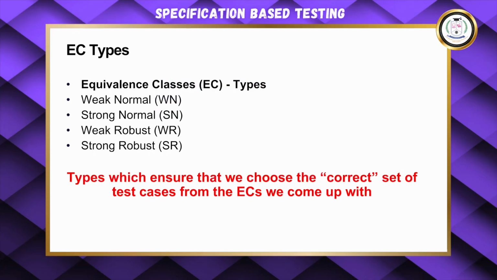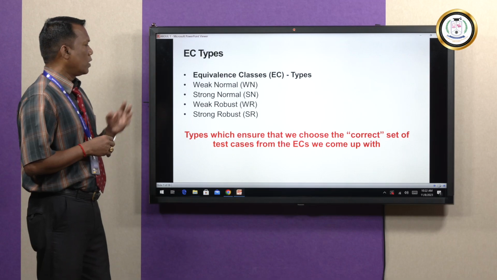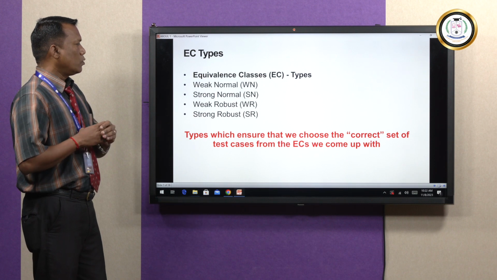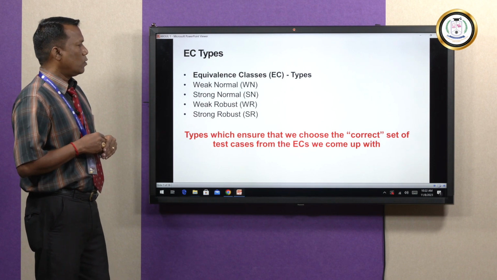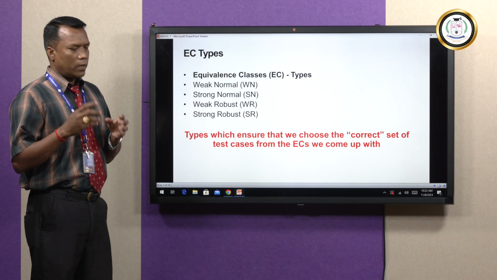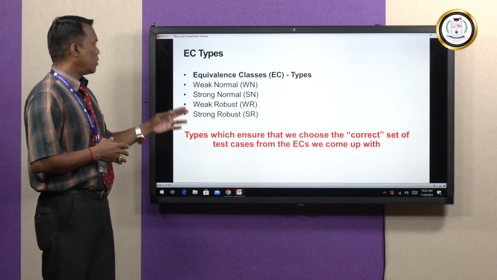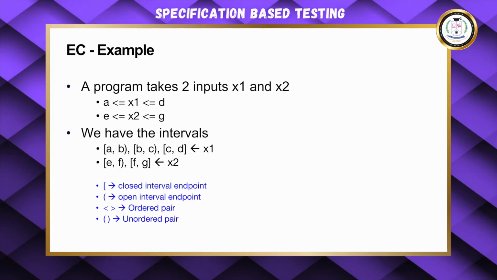What are the different types of equivalence class? We have weak normal, strong normal, weak robust and strong robust. These are the different types provided for equivalence class testing, which ensure that we choose the correct set of test cases from the equivalence class. We come up with all these 4 types, which decide how we are going to provide the input for the test cases. The first one is weak normal. What does this weak normal say?